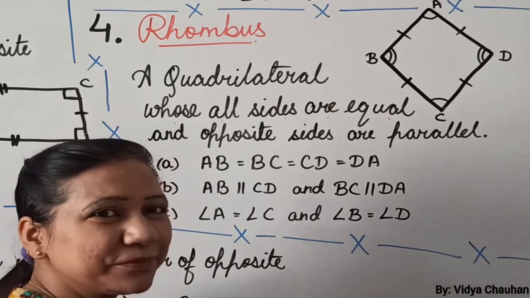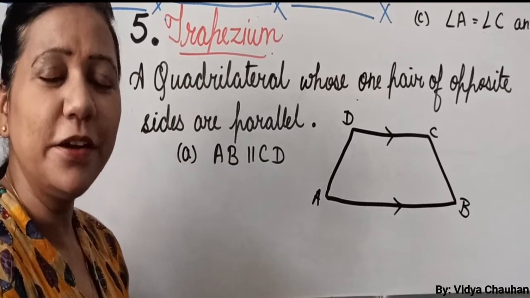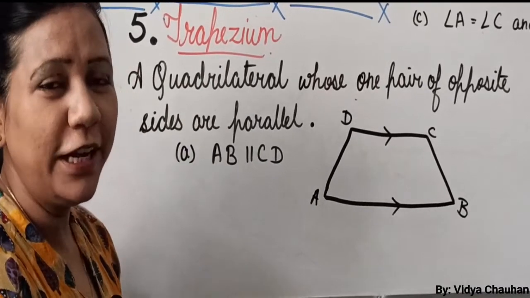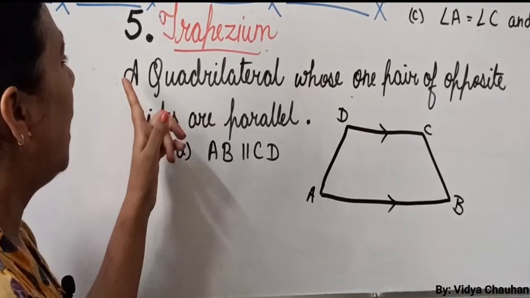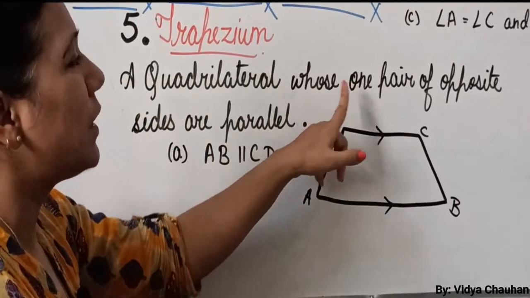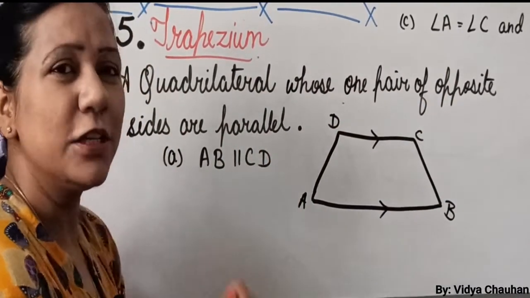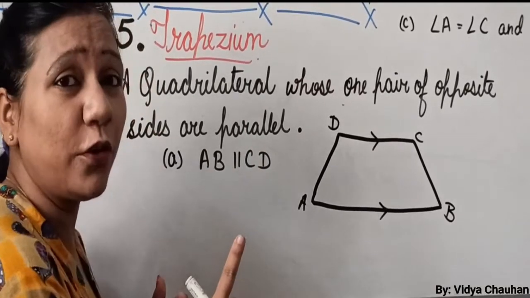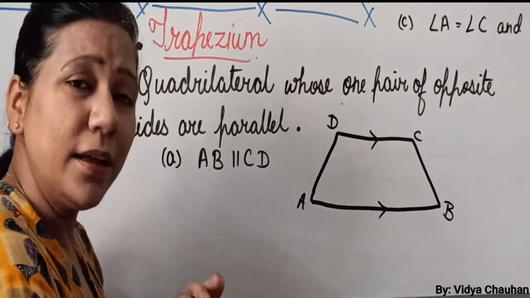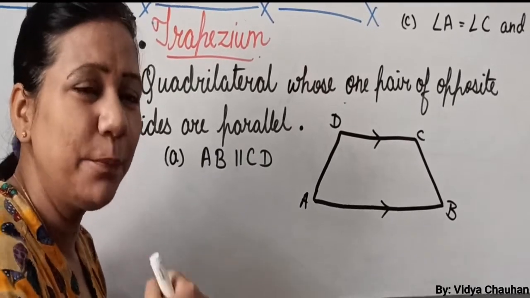Understood, students? Students, this is the last part of our quadrilaterals. That means the last type of quadrilateral, which is a trapezium. So let us see what a trapezium is. A quadrilateral whose one pair of opposite sides are parallel. So what is a trapezium? It is a shape in which only one pair of opposite sides are parallel. Nothing is equal, but only one pair of opposite sides is parallel.